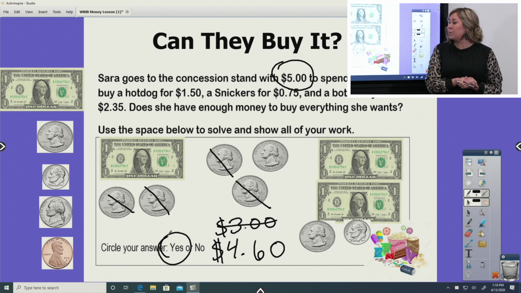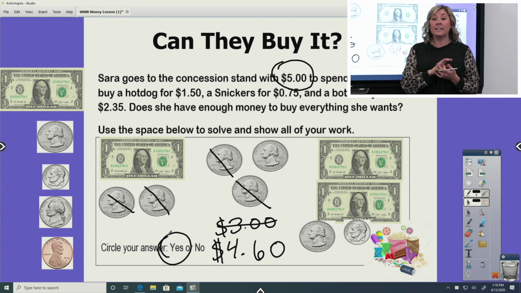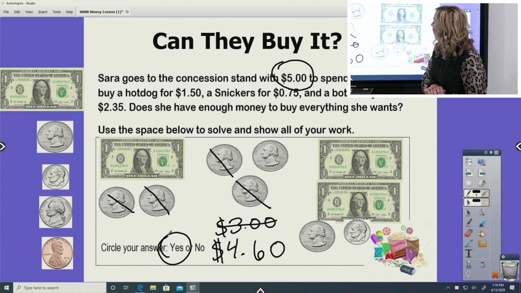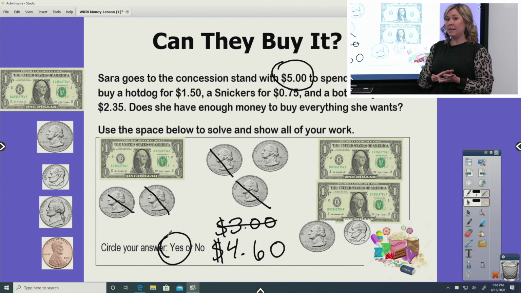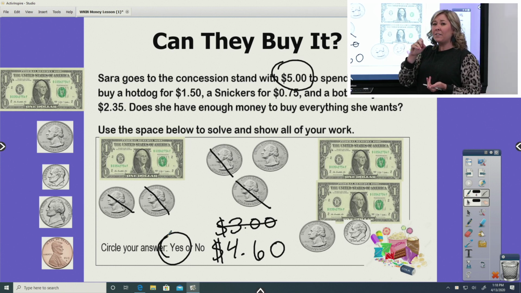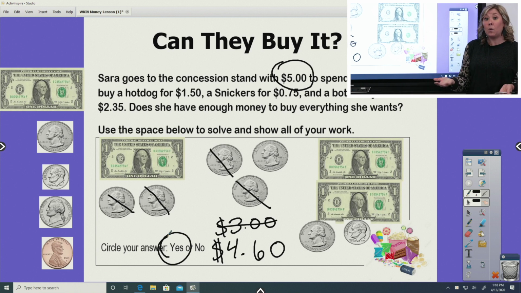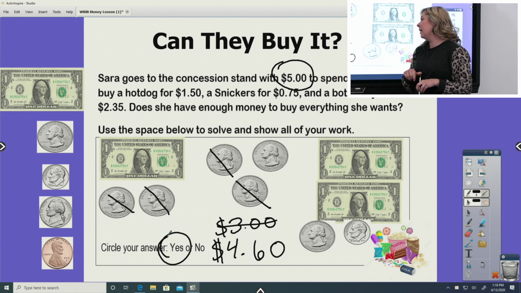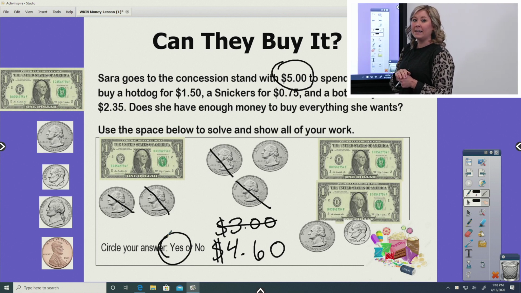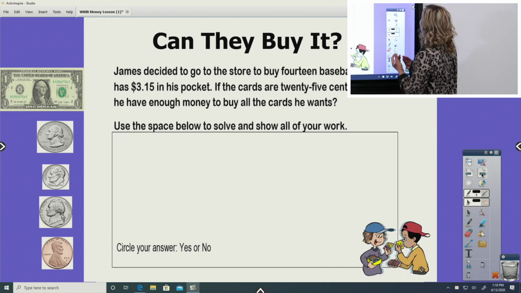And a challenge for you would be to see how much change she would get back if she gave the concession stand person $5. Well, how many more cents would we need to make $5? You know, probably from doing some addition and working with easy numbers that 6 plus 4 equals 10. So if we add that up, she would probably get 40 cents back in change. So she has a little bit of extra money to keep in her pocket. Okay? Let's do the next one.